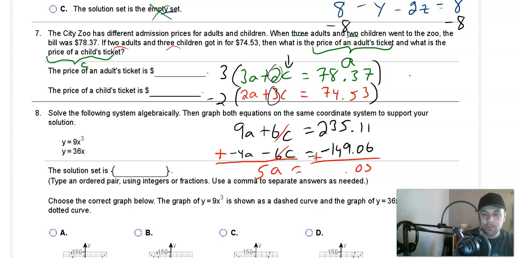This will be 0.05 here for the change, for the cents. Here I need to borrow 1, so it'll be 15. 15 minus 9 is going to be 6. I borrowed 1 here, so there's 2 left. I'm going to have to borrow another 1 here to make this subtraction happen. So it's going to be 12 minus 4, which is 8. And then 1 minus 1, the 1's go away. So this is what I get. And then to solve this for A, I will divide by 5 on both sides.